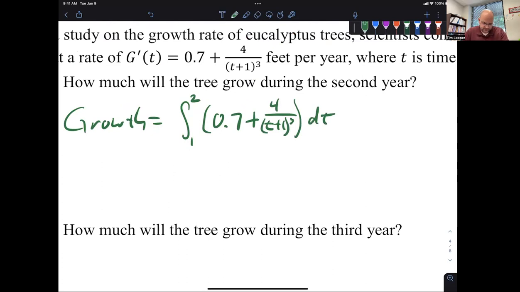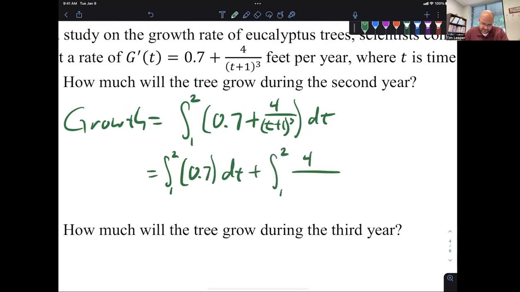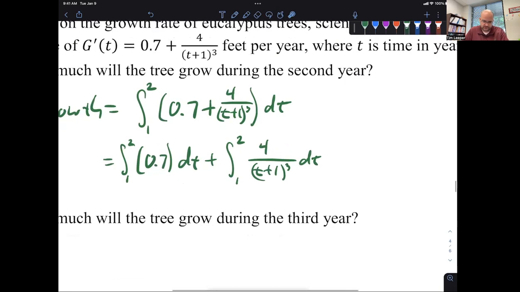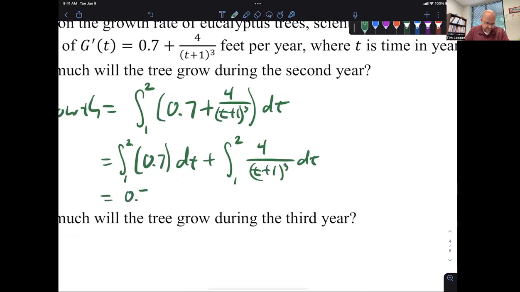Now, to do this, first of all, let's distribute that integral. That's the integral from 1 to 2 of 0.7 dt plus the integral from 1 to 2 of 4 divided by (t plus 1) cubed dt. Now, this first one's pretty easy to do. This one, however, would have to use a u substitution. So the first one is just 0.7 t evaluated from t equals 1 to t equals 2.